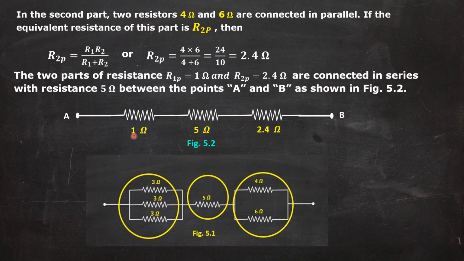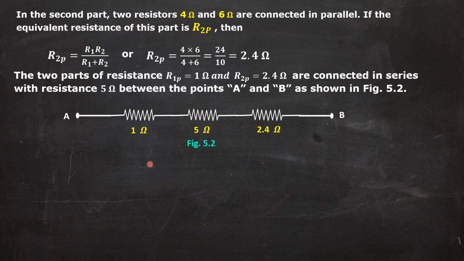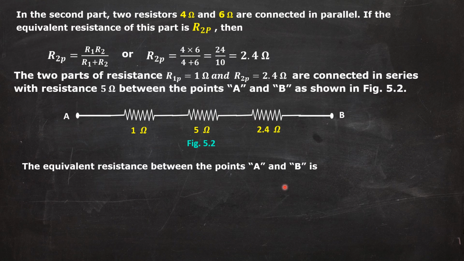1 ohm, 2.4 ohm and 5 ohms. Again these three resistors are in series. So the equivalent resistance between the points A and B is RS is equal to 1 plus 5 plus 2.4, we get 8.4 ohms.